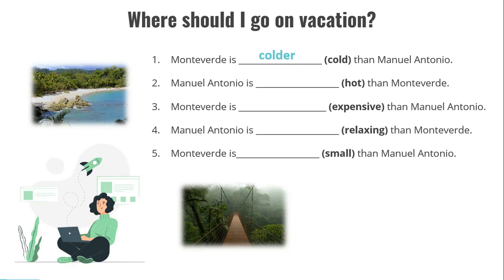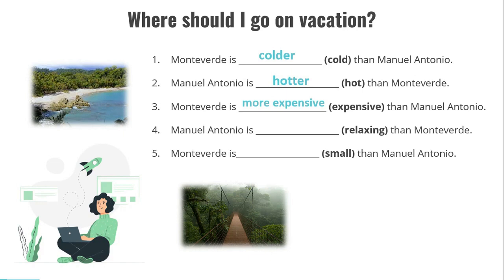In number two, we have the adjective hot, which is only one syllable and ends with vowel plus consonant. So what's the comparative? Hotter. We have to double the consonant. Number three, we have the adjective expensive, which has three syllables. So in this case, according to the rules, we have to add more. So it's more expensive.